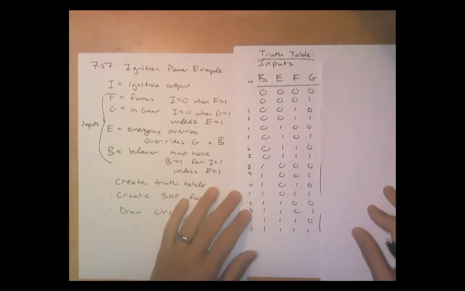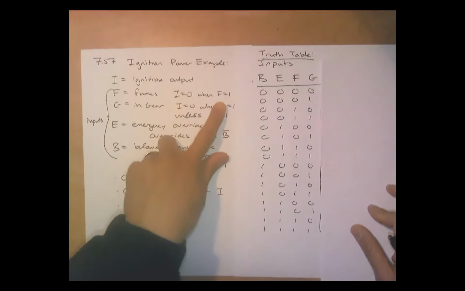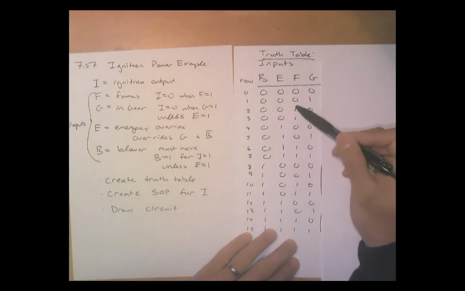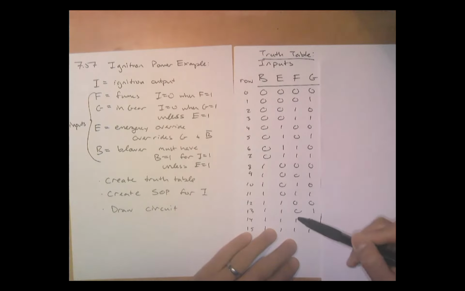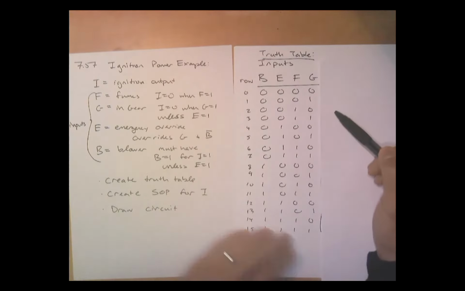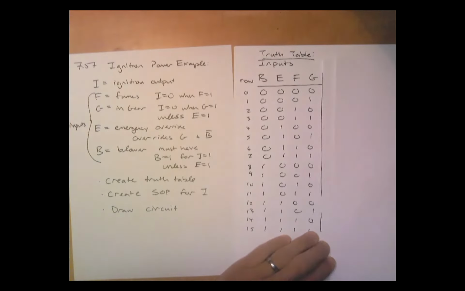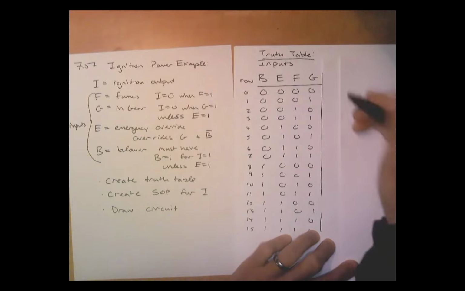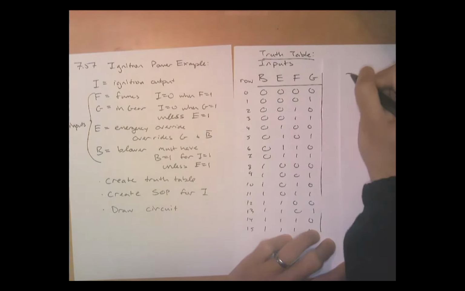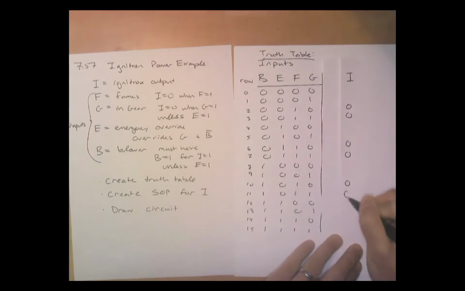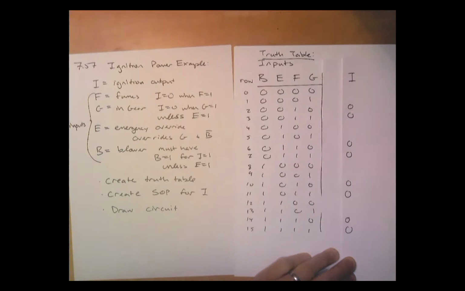Let's build this out. When the fume is 1, I is 0. That means you're always going to have I equal 0 for this case, this case, this case, and this case, no matter what, right? There's no emergency override here. So I'll put I as 0, 0, 0, 0, 0, 0, 0, 0. Okay, let's look at what else is here.